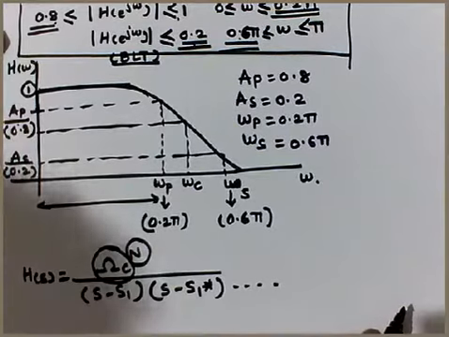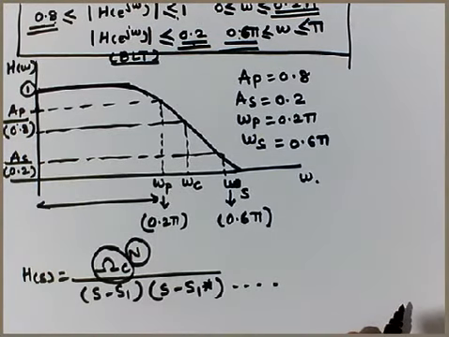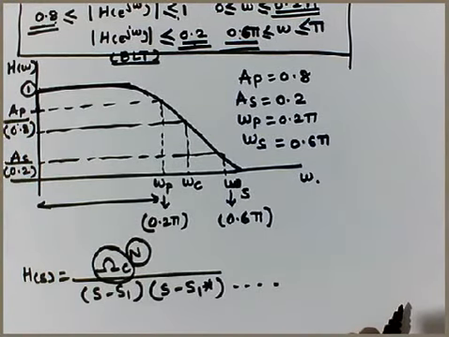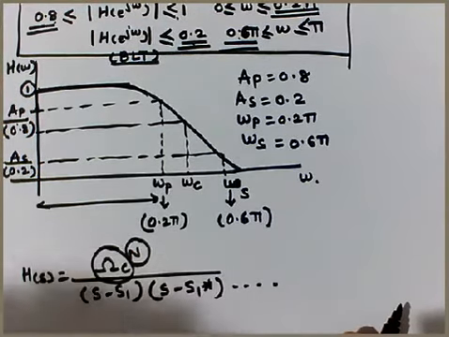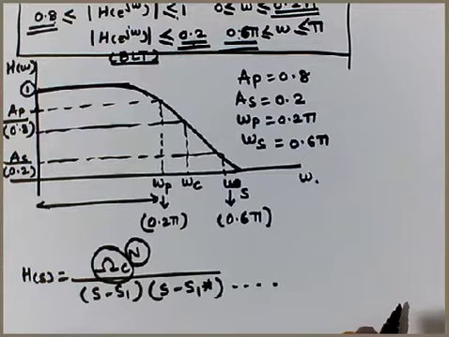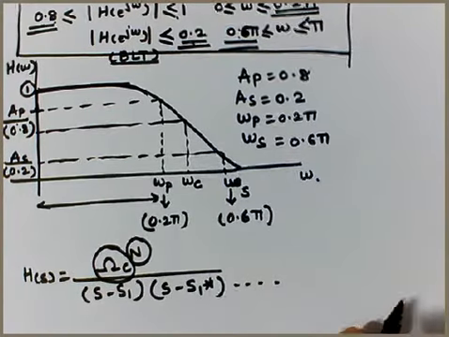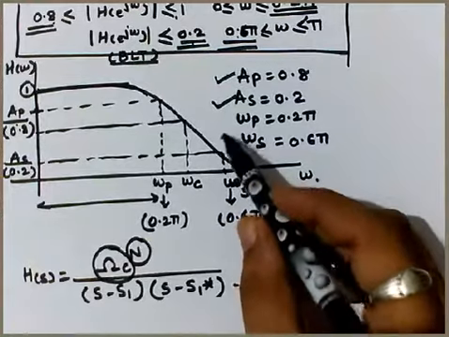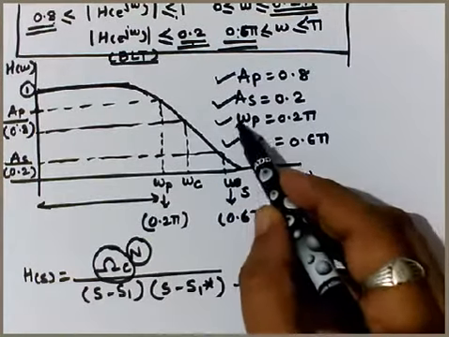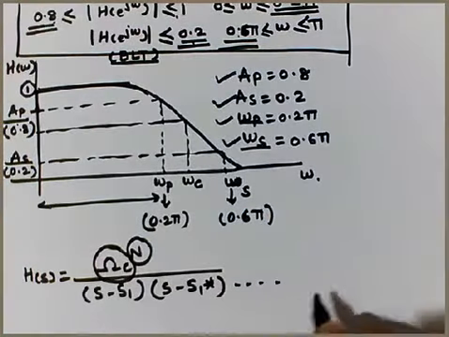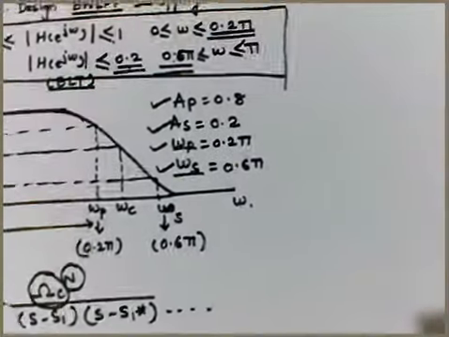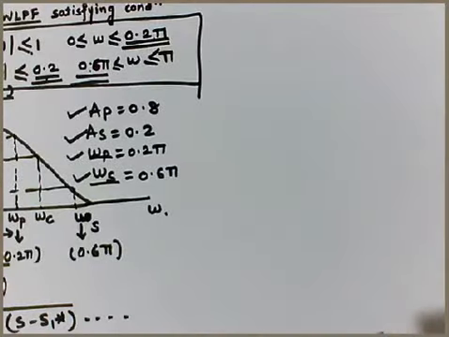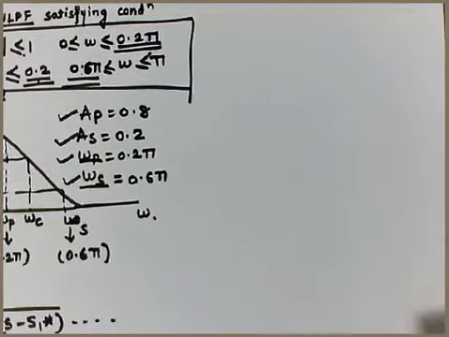First of all, we will obtain ohm c and n. For getting the value of n, that is the order of the filter, we need AP and AS, which are already available, but we need to get ohm s and ohm p. Right now omega p and omega s are available with us, so let's calculate first of all ohm s and ohm p from the given data.